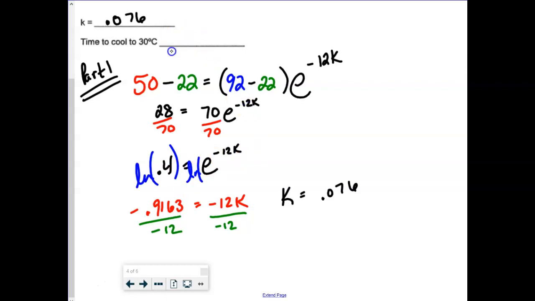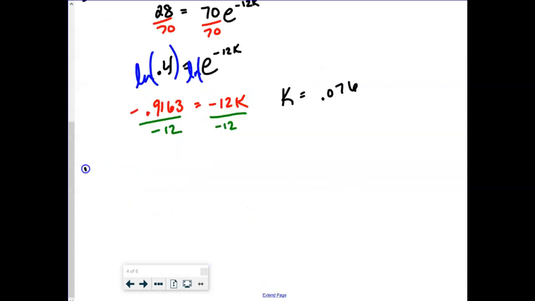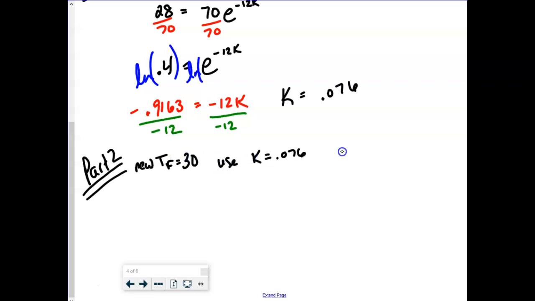All right, so time to cool to 30 degrees. We're finally ready for part 2 of this problem. You ready? Part 2 looks really, really similar to part 1, except this time you have a new final temperature. So your new T sub F is going to be, I already forgot, what was it? 30? All right, so your new final temperature is 30 degrees. You're going to use your K of 0.076, and this time, I don't know time. So I'm going to leave that as a variable, okay?